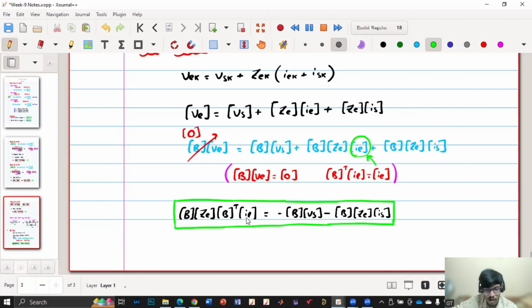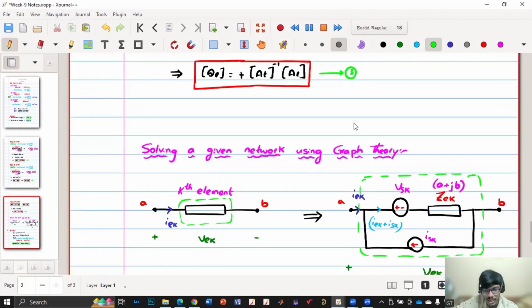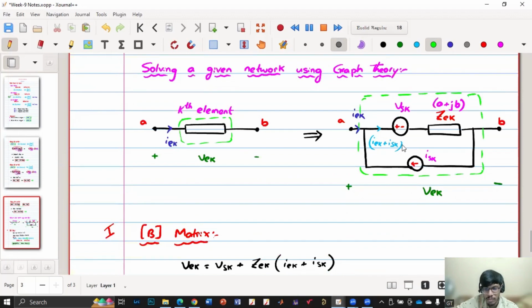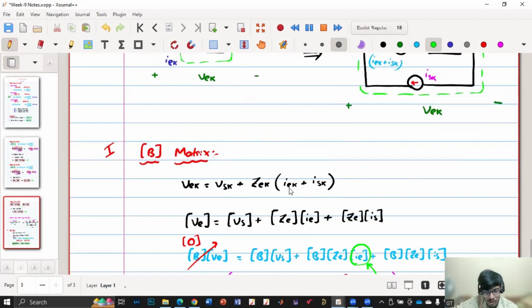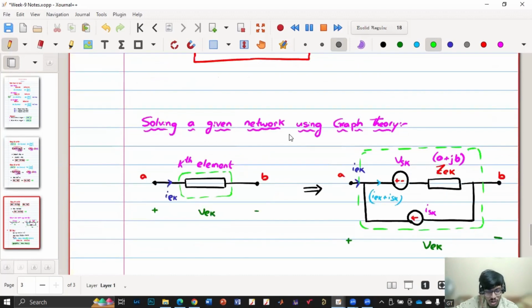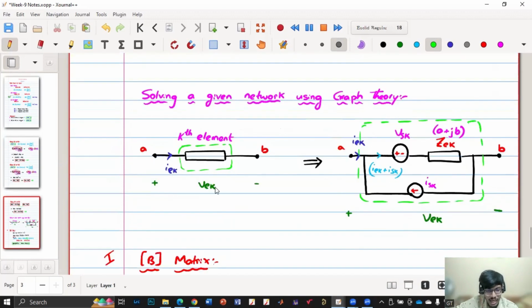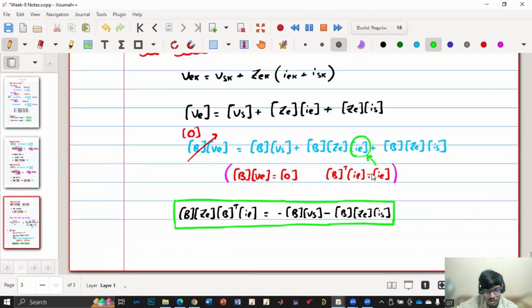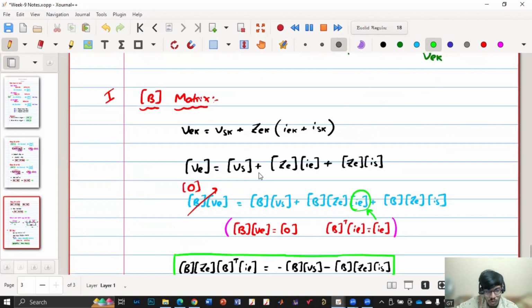So now once you get fundamental loop currents, you can directly get IE also, right? So this B transpose into IL is IE. So once I get IE, then I'll know IEK plus ISK, then we'll get VEK using this formula. Once you get IEK, ISK is given, ZEK is also given. So using this equation, you will get VE. So what are the unknowns? Unknowns are IE as well as VE. So from here, you will get IE, which if you substitute over here, you will get VE.